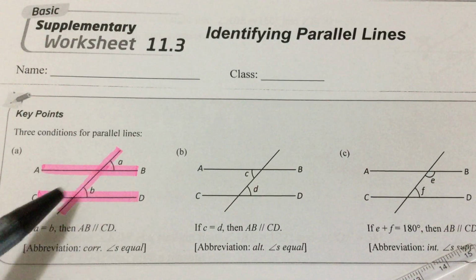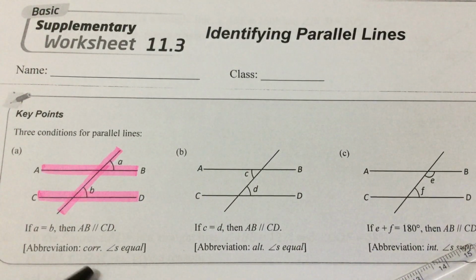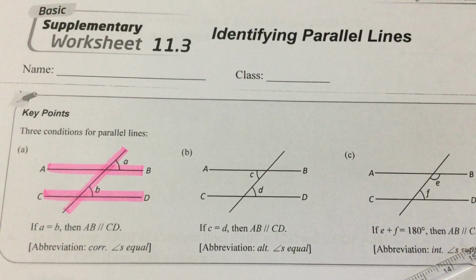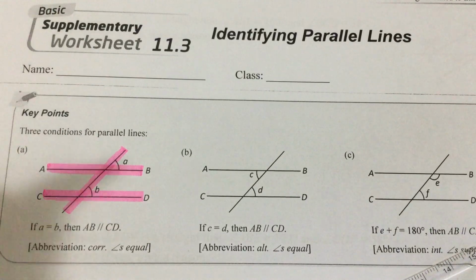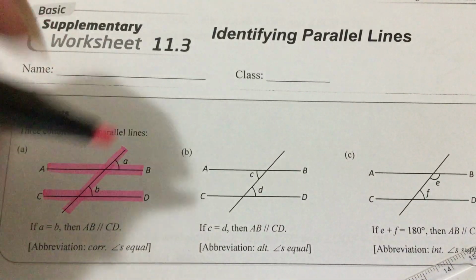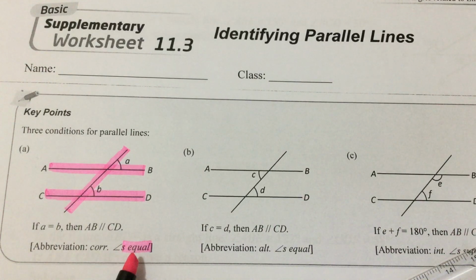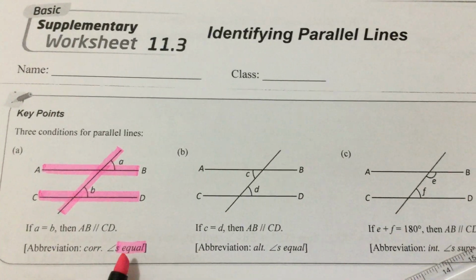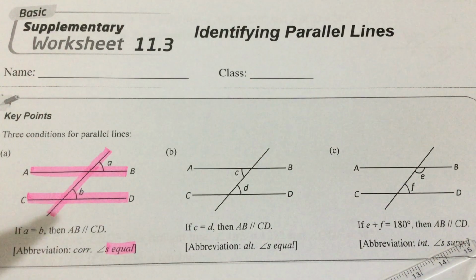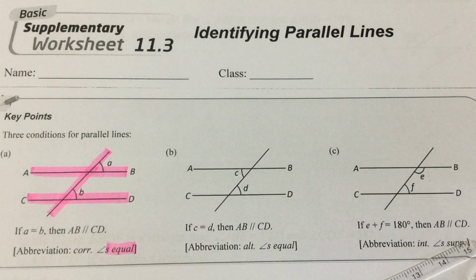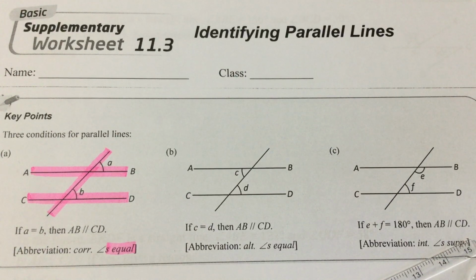Because we know these angles are equal, we will say the reason is corresponding angles equal. This time we will use equal. Last time we said, because we know AB is parallel to CD, so we write AB parallel CD here. But this time we write equal. That means we know these two angles are equal first, and then we can say these two lines are parallel. So this one is called corresponding angles equal.